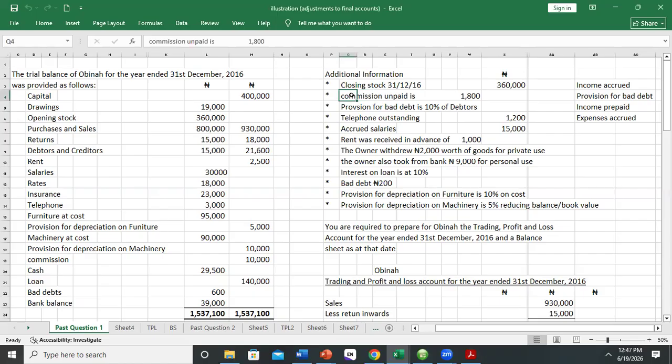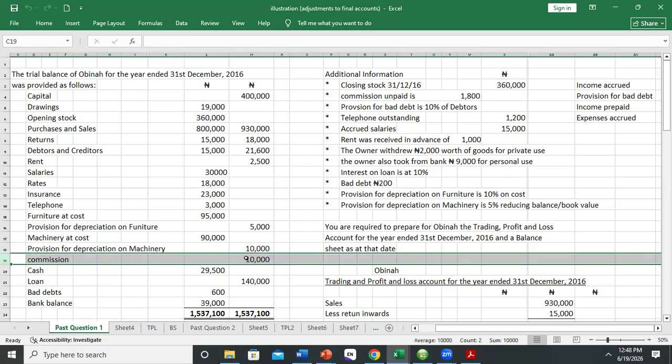I want you to appreciate before we continue. Let's take the first one, which is commission unpaid. How do you know whether this is an income or expense? You have to come to the trial balance and locate commission. If you come into the trial balance, this is the commission, and look at where it is. The balance on the commission is at the credit side. This is telling you that the commission is an income, because income is on the credit side, and the expenses on the debit side.